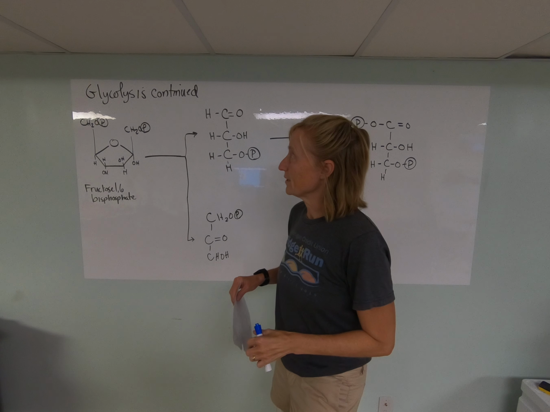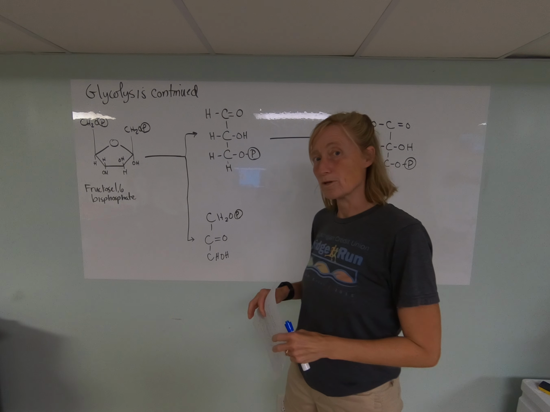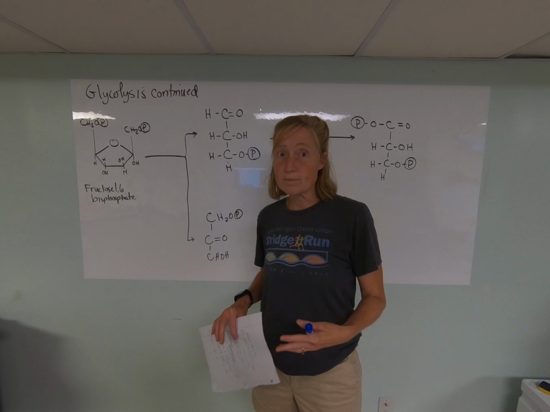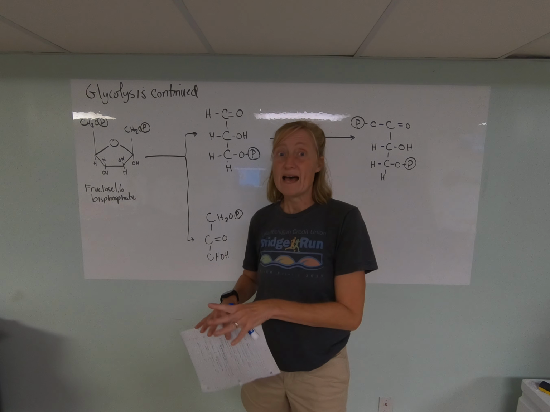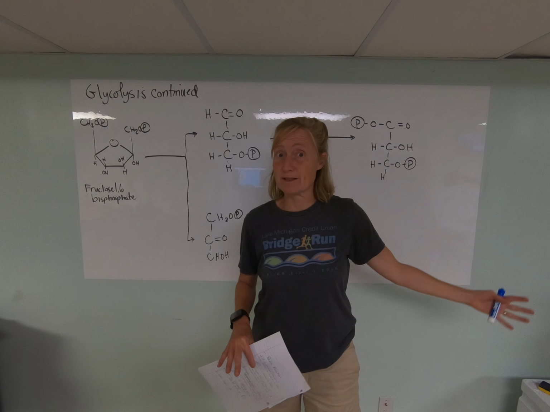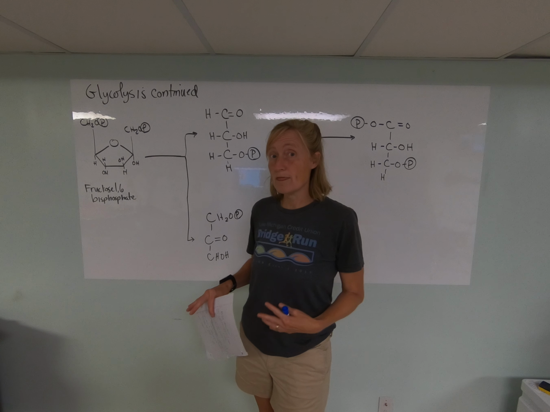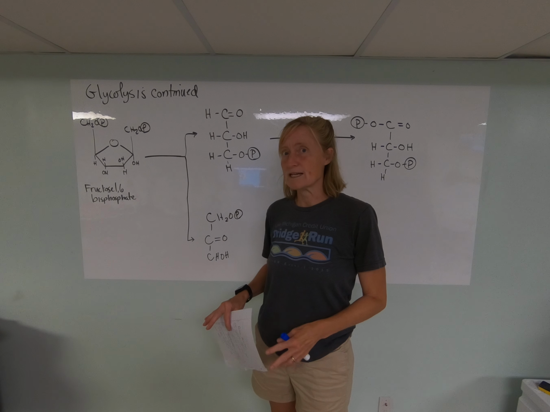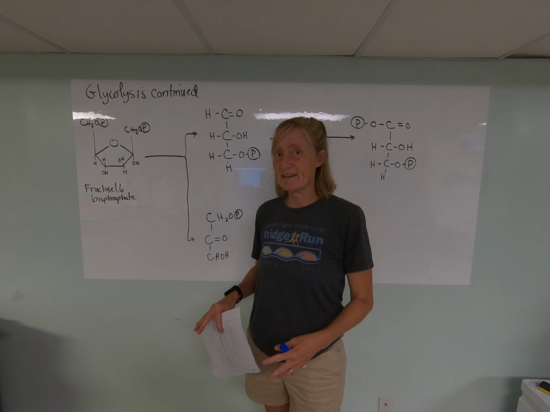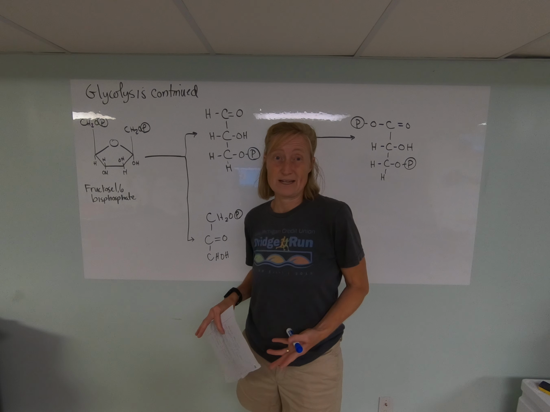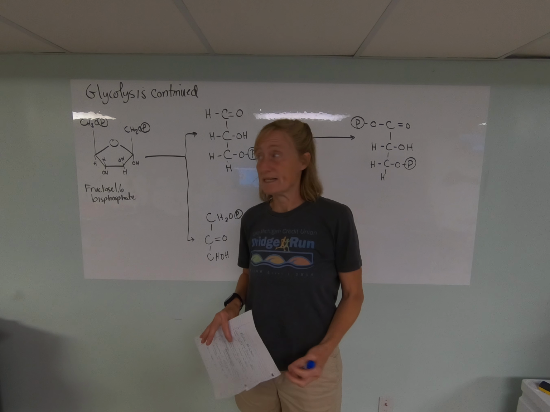All right, we're continuing with glycolysis, and what we're looking at is what happens to one molecule of glucose as it goes through the 10 steps of glycolysis. In steps 1 through 3, glucose has been phosphorylated. It's been given 2 phosphates. Those phosphates came from ATP.